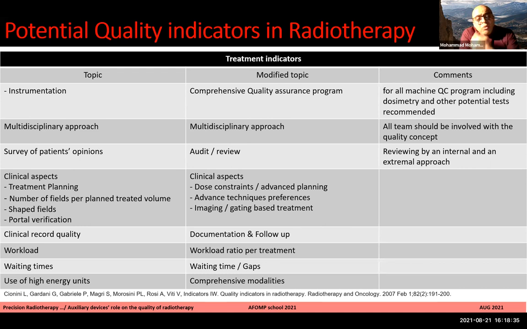After a while, they found that it's not really easy because of changing technology and concepts. We can't rely on those topics and indicators, and they have to be changed. And at the moment, we can change them. Now, for example, for instrumentation, we can say a comprehensive quality assurance program for instrumentation can be substituted with instrumentation.